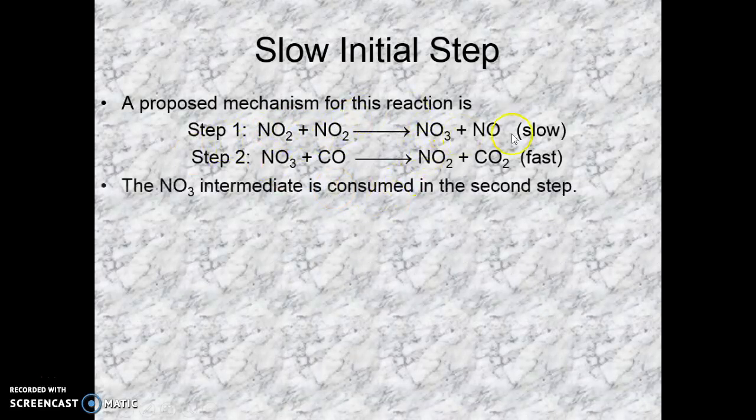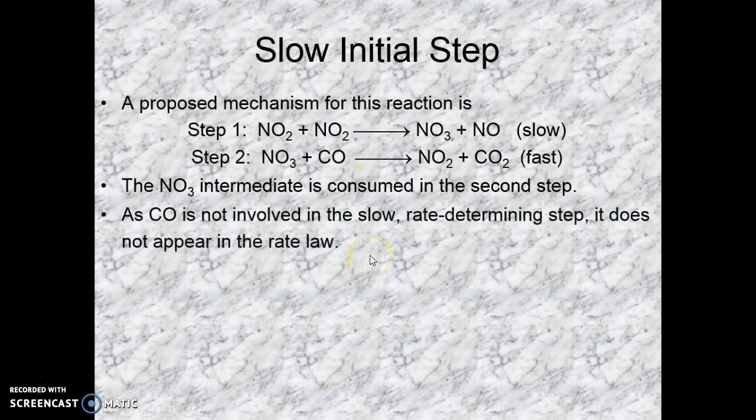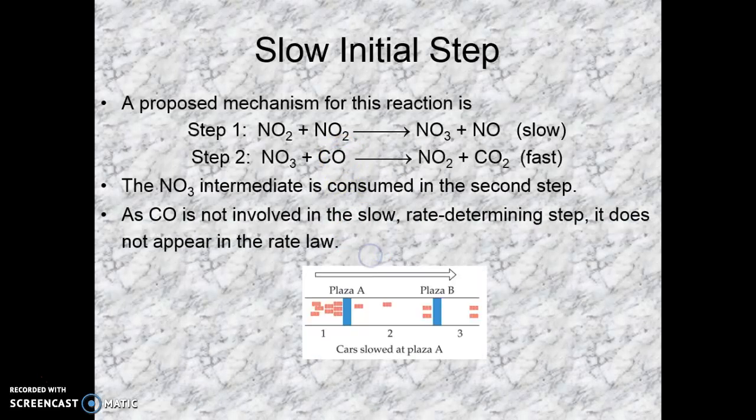And like I said, NO3 is an intermediate. It's produced in the first step and then consumed in the second step. It is the way that NO2 is going to transfer its oxygen to CO. Because CO is not involved in the slow step, it does not appear in the rate law.